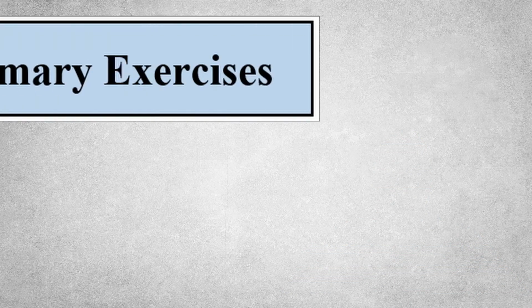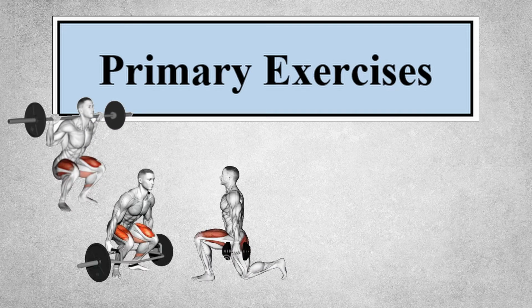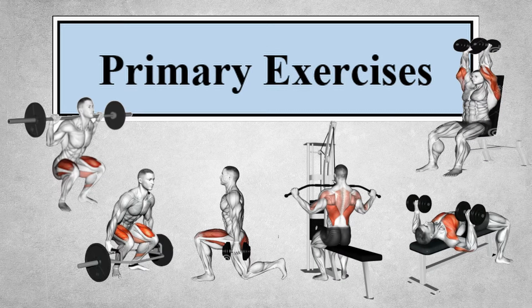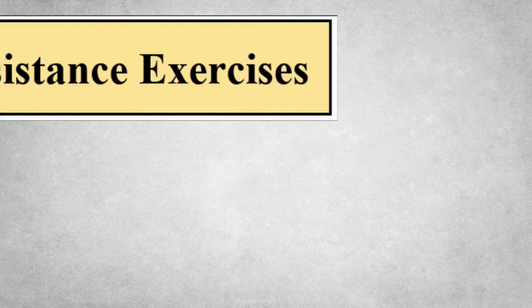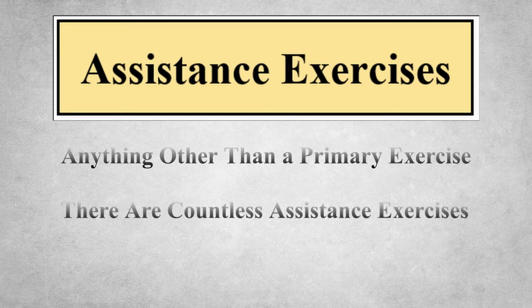In resistance training, there are two types of exercises: primary, such as squats, deadlifts, lunges, pull, and press exercises, and assistance exercises, which are defined as anything other than a primary exercise. The most efficient and effective programs revolve around primary exercises, but assistance exercises are also critical to include.